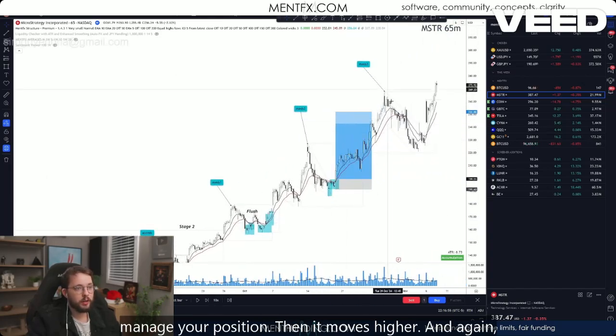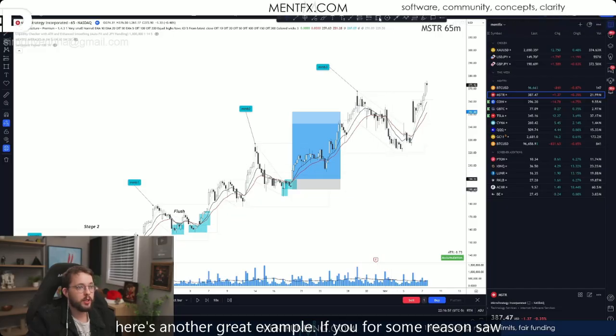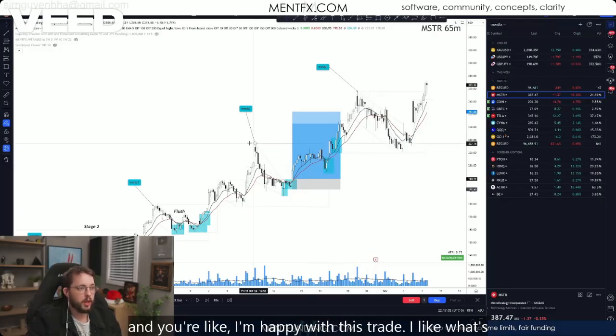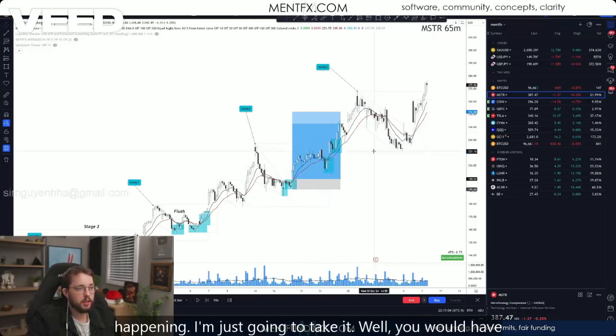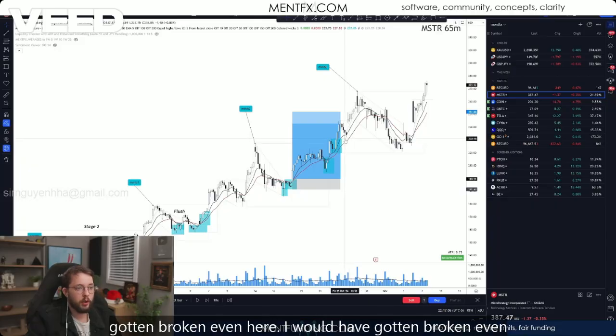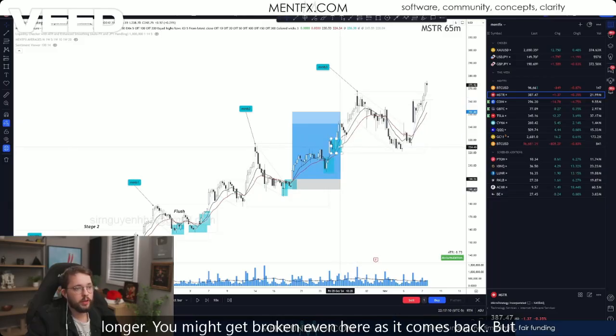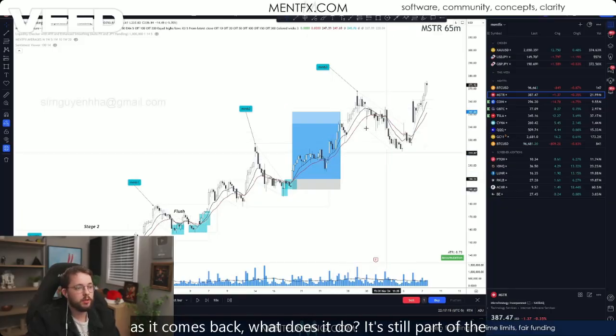Then it moves higher. And again, here's another great example. If for some reason you saw this as a flush, you took maybe something like this, and you're like, I'm happy with this trade. I like where it's happening. I'm just going to take it. Well, you would have gotten broken even here. But let's say you didn't, and let's say you held it for longer. You might get broken even here as it comes back. But as it comes back, what does it do? It's still part of the flush.